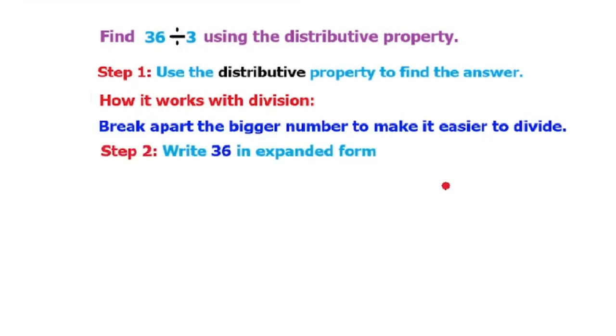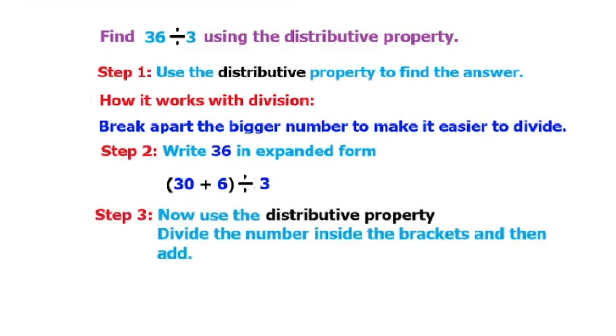And so you can write 36 in expanded form, and you would write it in a way that is easier to divide. So 36 is made up of 30 and 6. 30 plus 6 is 36. So now you can use the distributive property to divide the number inside the brackets and then add. Okay? So how is that going to look?